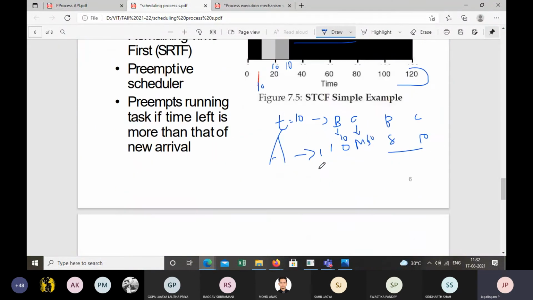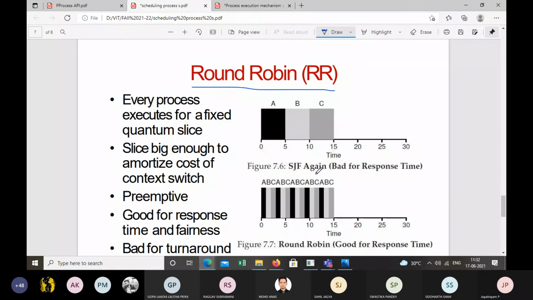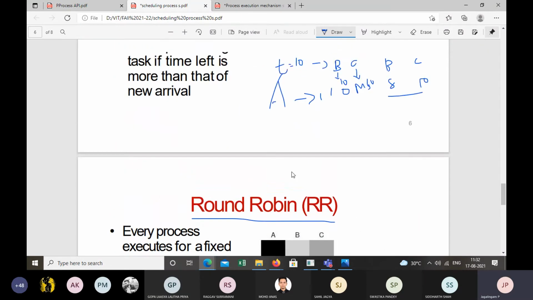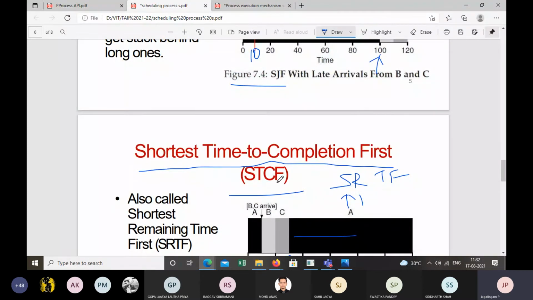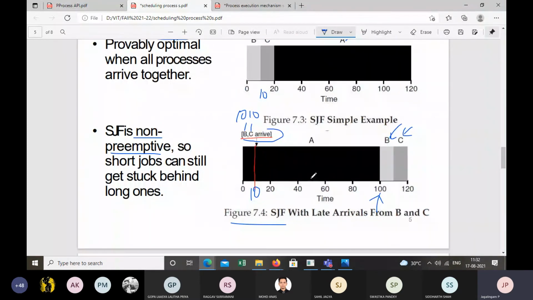Now in the case of SJF, is that good for response time or bad for response time? Bad. I mean SJF, not the variant, not STCF. I ask you only SJF. Is this good for response time or bad for response time? So bad. What is response time? The time between when it arrives and its first scheduling.